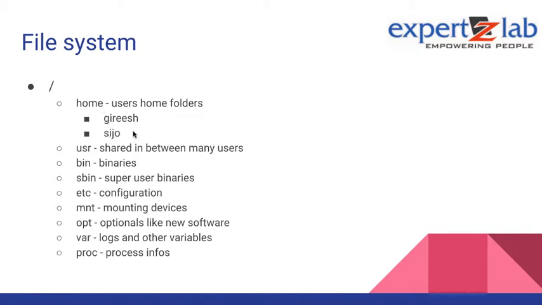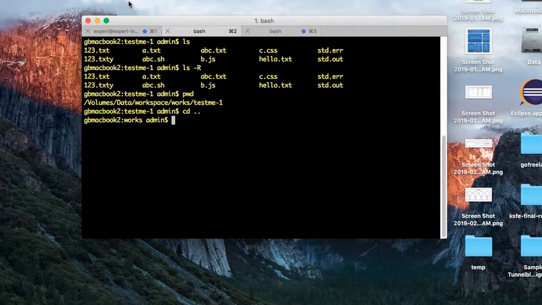For example, in my case, if my username is Girish, typically that will be slash home slash Girish. This need not be very rigid. You can set your home folder with some configurations in any Linux machine. For example, I have configured a different folder, say volumes data, as my home folder.